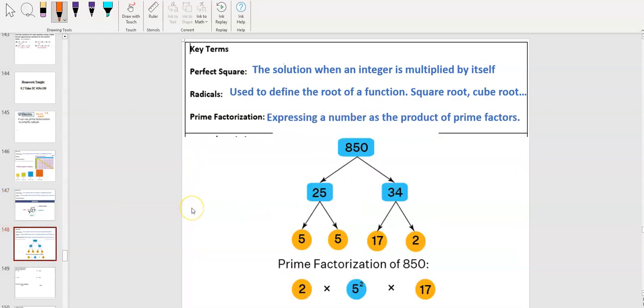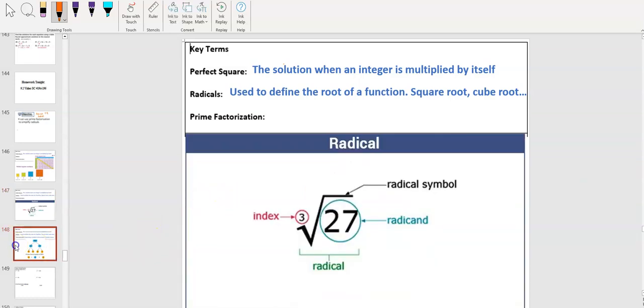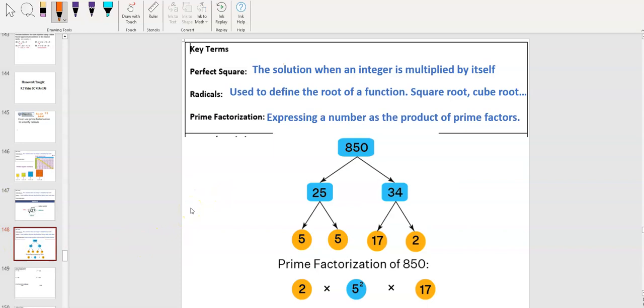And then the last vocabulary word is prime factorization. Prime factorization is expressing a number as a product of prime factors. So typically we use something called a prime factor tree. Some of you may have learned a prime factor ladder. It's pretty much the same thing as a tree. They just use this kind of L shape.